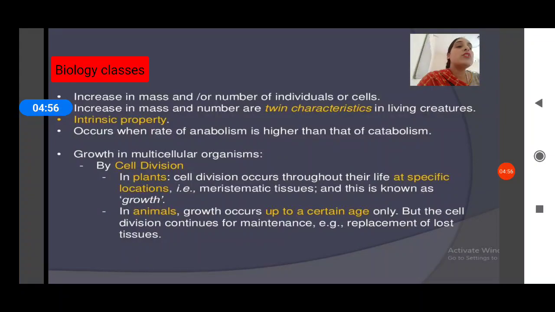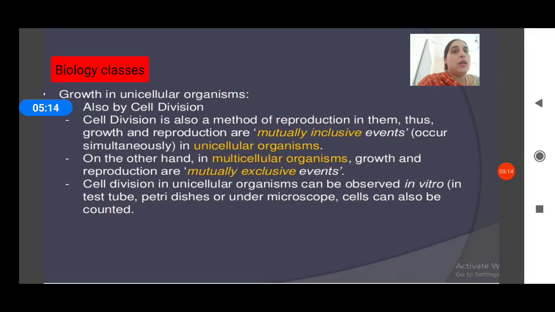Now, animals show determinate or limited growth, which means growth occurs only up to a certain age. It occurs only in animals, and cell division occurs only in certain tissues and to replace lost cells. Growth occurs in multicellular as well as unicellular organisms. Now, in unicellular organisms, cell division is a method of reproduction, and both growth and reproduction are mutually inclusive events. Now the term is mutually inclusive events.